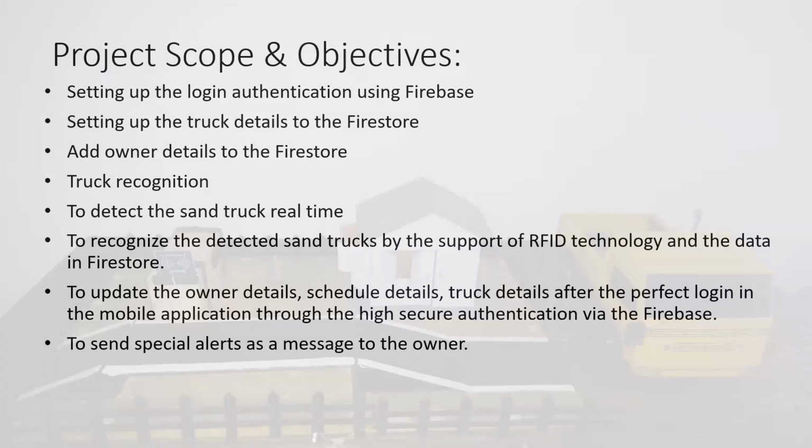When it comes to the IoT device, what are the project scope and objectives? The main key component is truck recognition. The truck should be identified based on its truck identification, and the relevant details will be shown to the involved parties. The technologies used are RFID technology and mobile authentication.